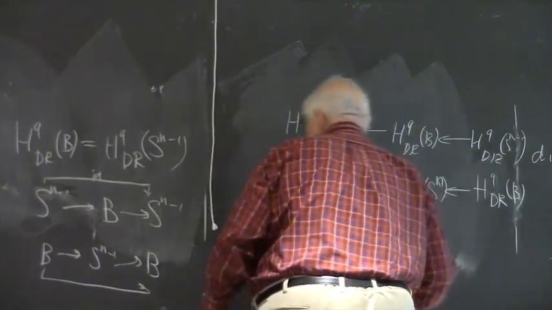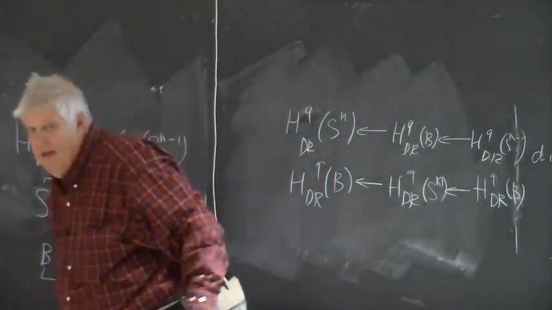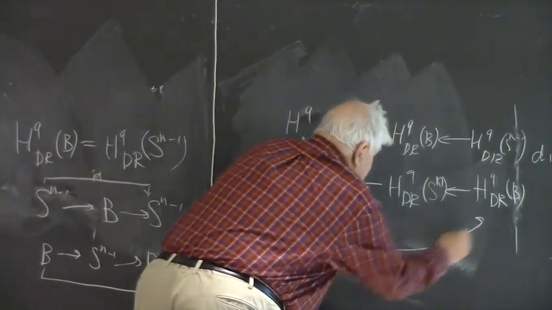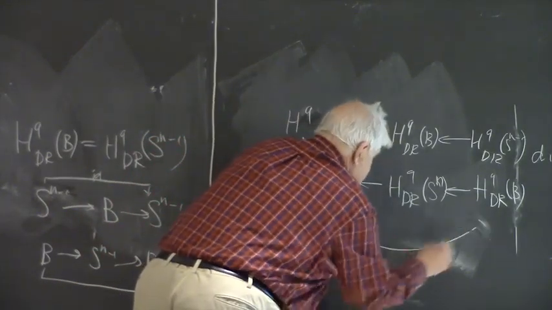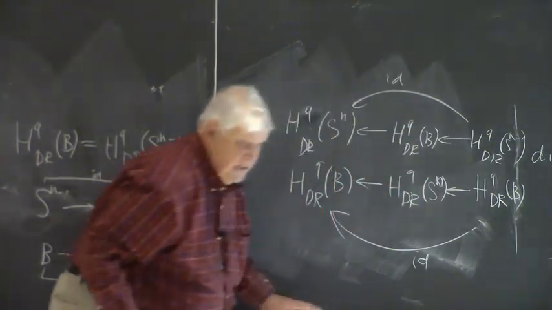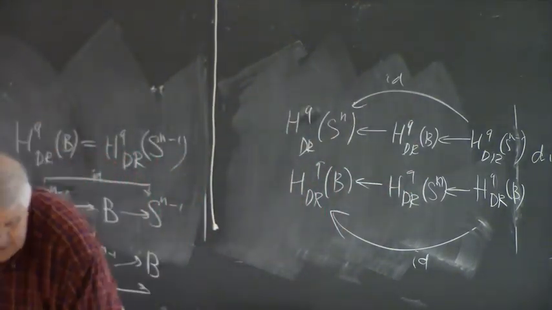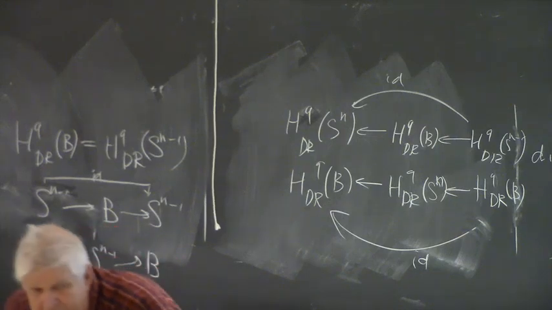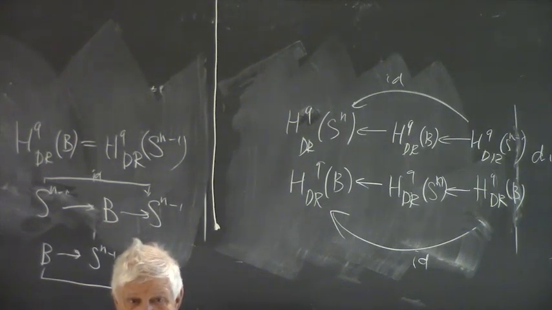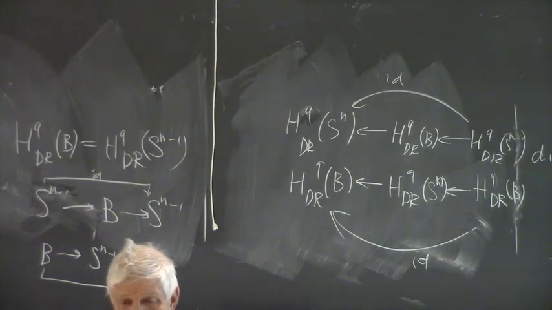There are induced de Rham cohomology maps. Then everything here is the identity. This is the identity. And this is the identity. Which certainly means that the two maps between the de Rham cohomology groups are inverse to each other, so the spaces are isomorphic, the same dimension, the same everything. Okay?